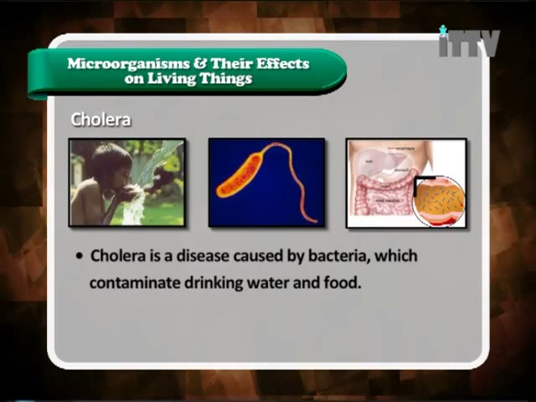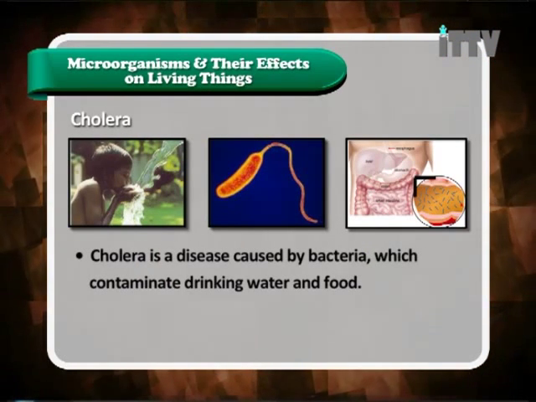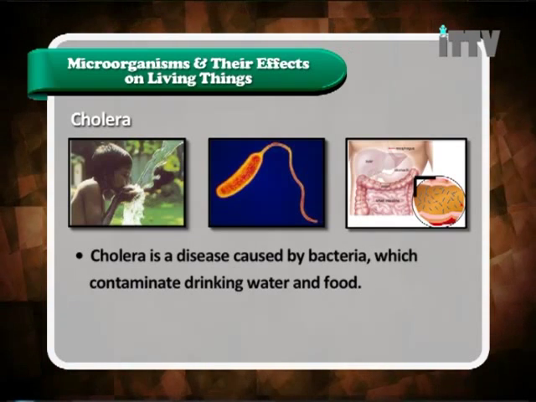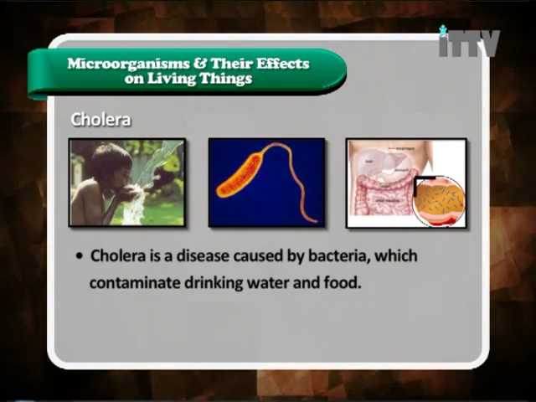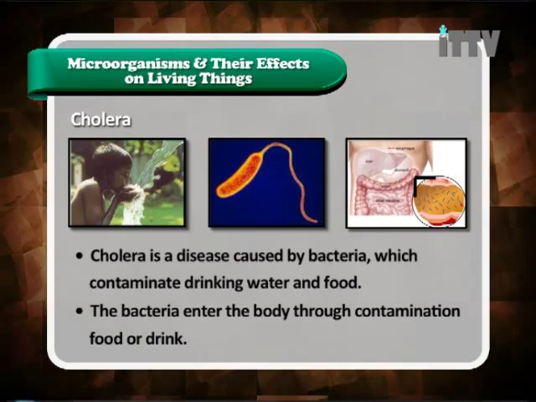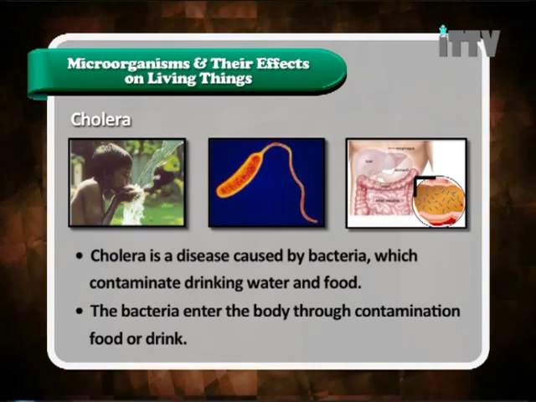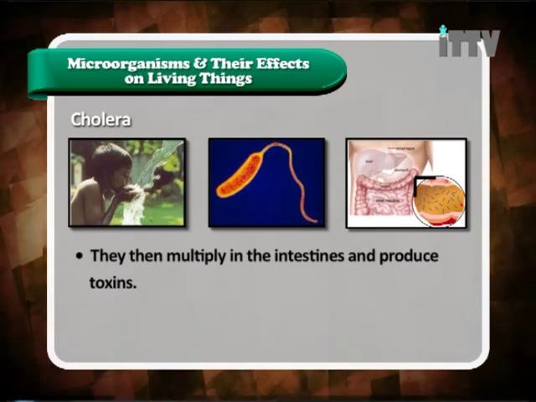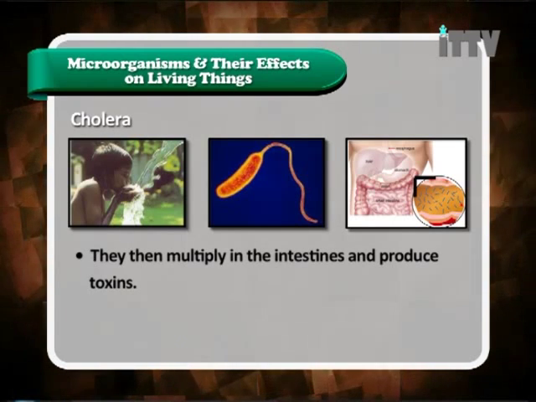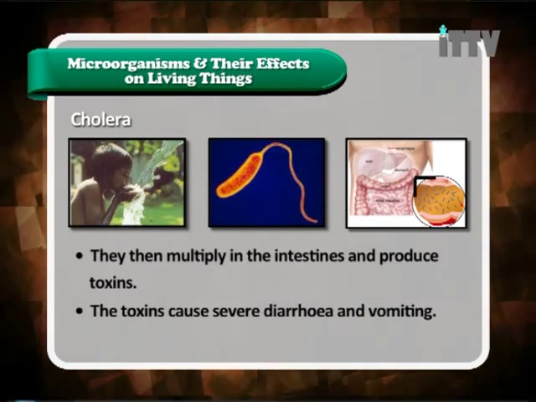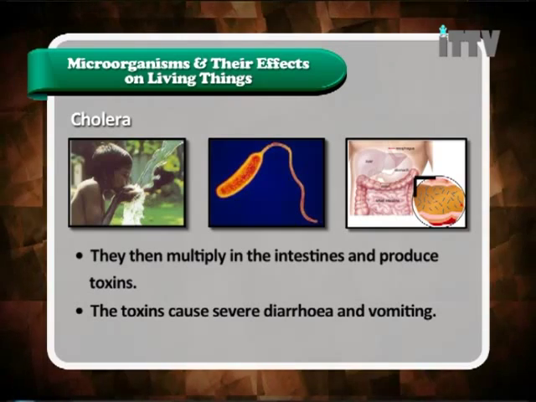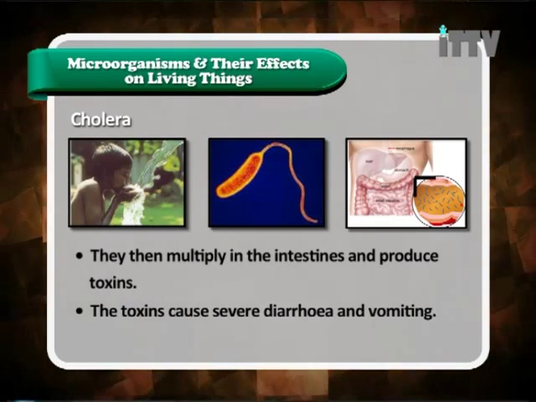Let's move on to cholera. Cholera is a disease caused by bacteria which contaminate drinking water and food. The bacteria enter the body through contaminated food and drink. They then multiply in the intestine and produce toxins. The toxins cause severe diarrhea and vomiting.